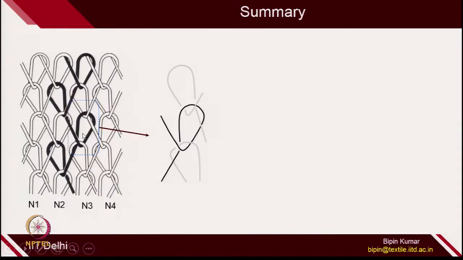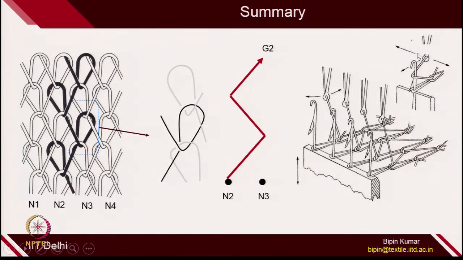Before I move on, just a quick recap of what we covered in lecture number 3, because this lecture is going to be a little bit complicated. I recommend you listen to lecture number 1 carefully, because all those principles we are going to use right now. We have already discussed the warp knitted structure. We have seen how the yarn moves from one needle to other needles, and the guide is responsible for this. In the last class we discussed the movement of these guides.